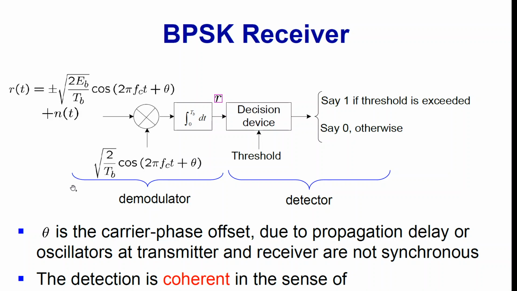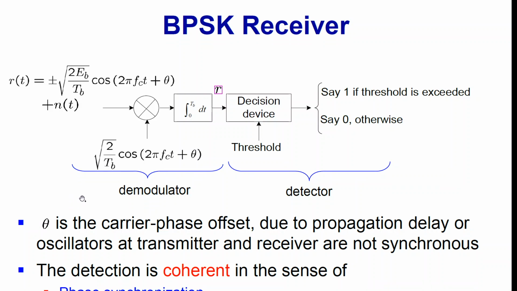Then for detection, we will use our correlation receiver that we have studied in the second or third lecture. In a correlation receiver, we will multiply with the basis function and then we will take the integral. So I will multiply with phi 1 of t, that is root of 2 by TB cos of 2 pi fc t plus theta, and I will integrate.